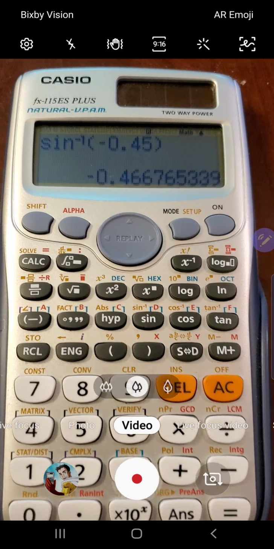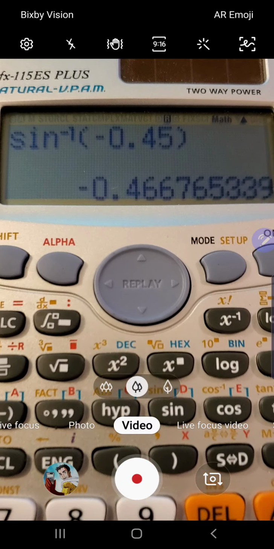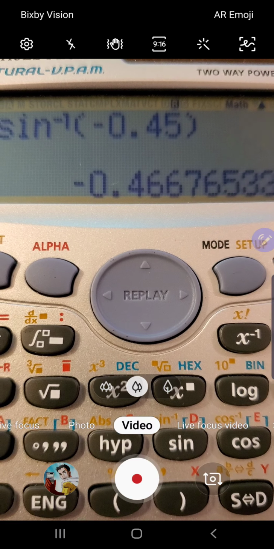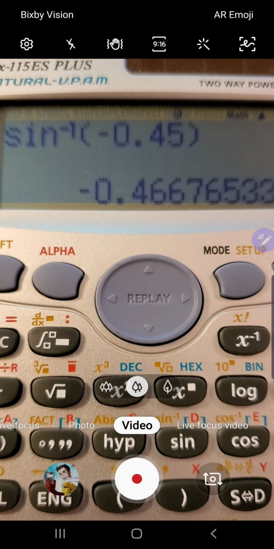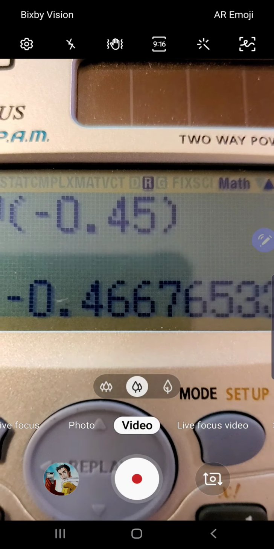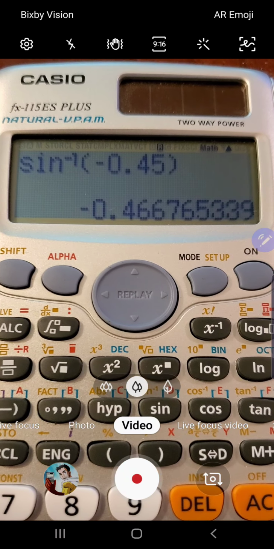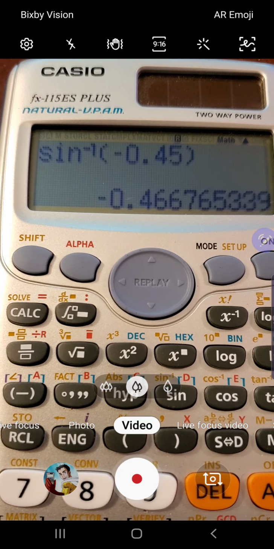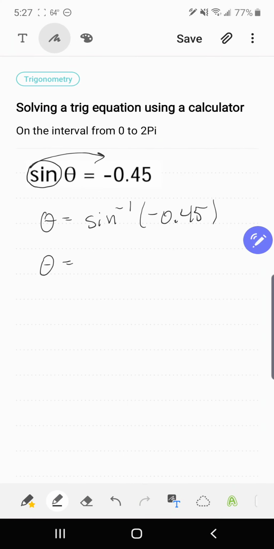And that's going to give us a value of negative 0.47 if we round to the nearest hundredth. And notice that that is in radian mode. So that's going to be a radian angle, negative 0.47 rounded. Now, if you notice, that angle in radians is definitely not on the interval from 0 to 2 pi. That is a negative angle.